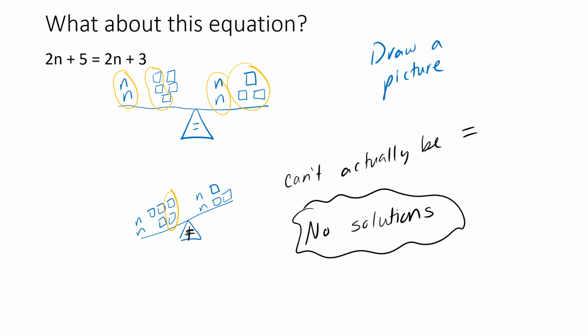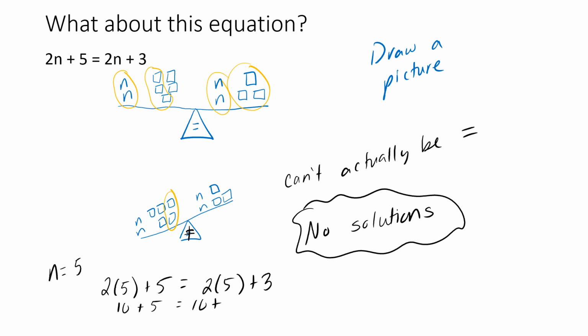So you could plug in however many numbers you wanted to plug in, but you would never, ever get a true statement out. As an illustration, suppose we just pick n is equal to 5. So we start plugging in: 2 times 5 plus 5 equals 2 times 5 plus 3. So we have 2 times 5 is 10.